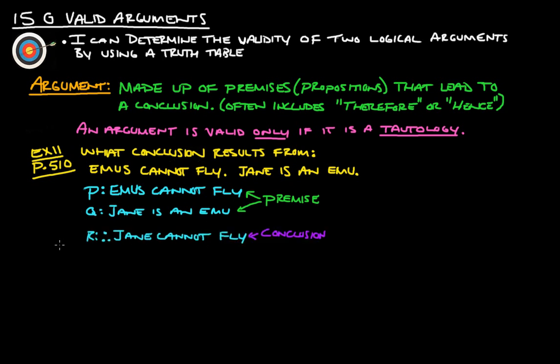Hopefully from that we can say, since Jane is an emu and emus cannot fly, we've got to say that Jane cannot fly. So that would be our conclusion, and we would call that R.